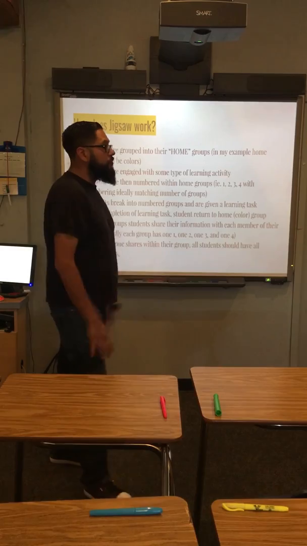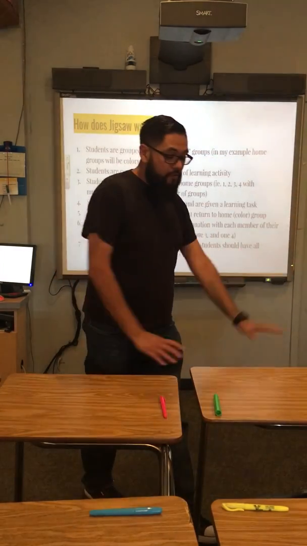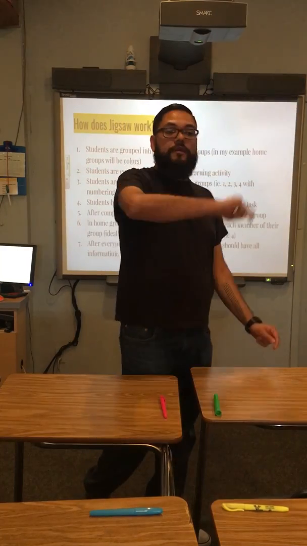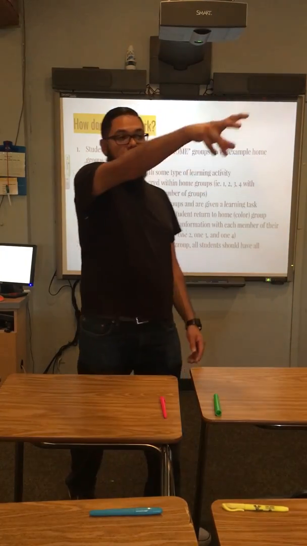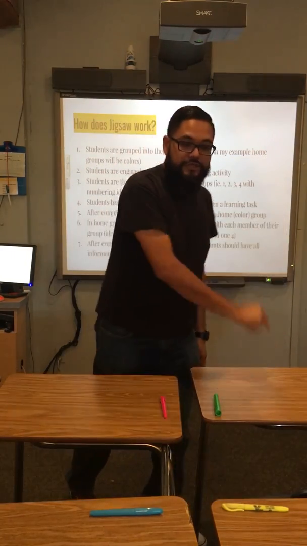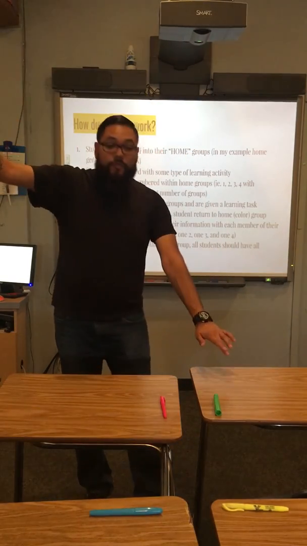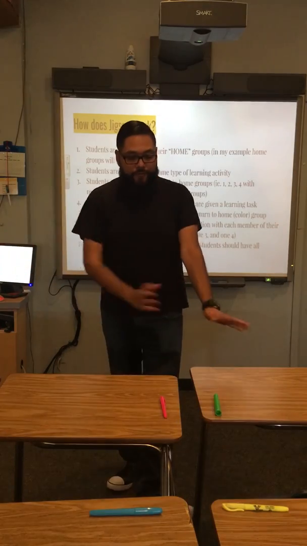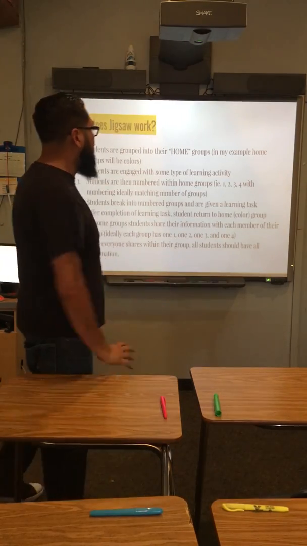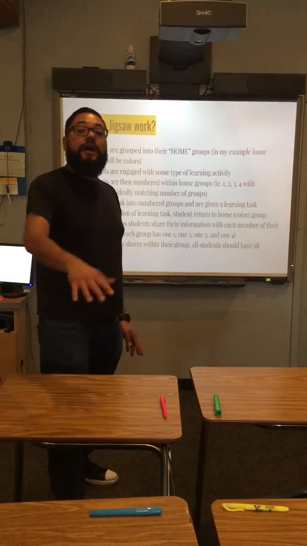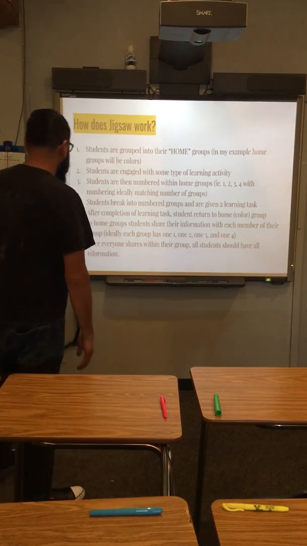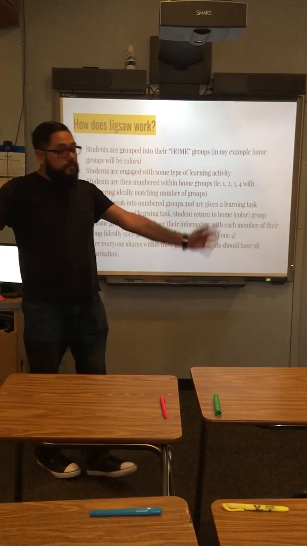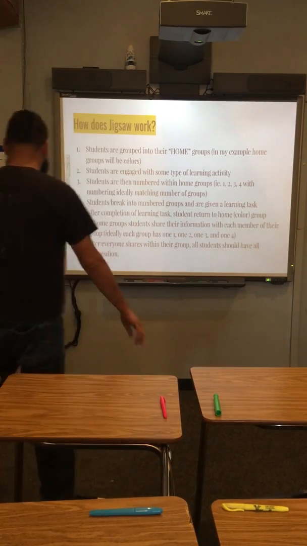So in the green group, 1 is going to be the only person who has information about question 1. In the green group, 2 is going to be the only person in the green group that has information about question 2. In the green group, 3 is going to be the only person who has information about 3, and 4 for 4. And in each group it'll be like that. So everybody's information is valuable to the other person. After everyone shares within their group, all students should have all the information.